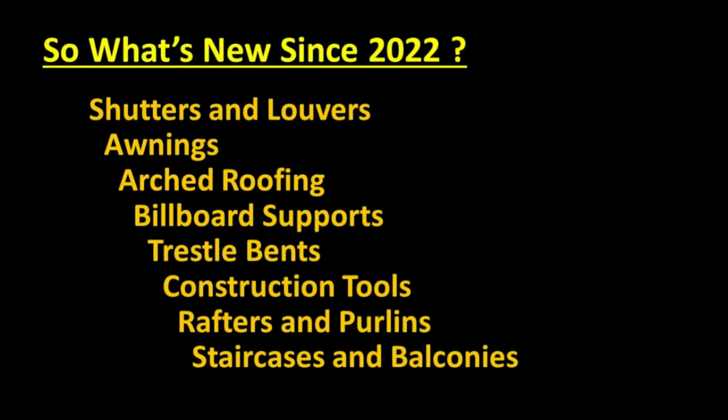So what's new since 2022? How about shutters and louvers, awnings and arch roofing, billboard supports, trestle bents, and construction tools, rafters and purlins, operational garage doors, circus tents, and staircases and balconies? These generators are probably the reason why you decided to attend this clinic.